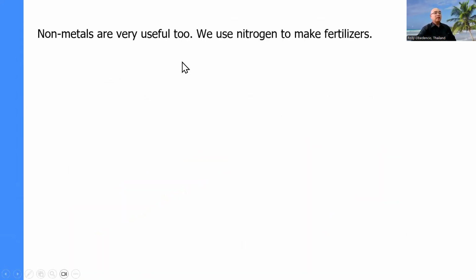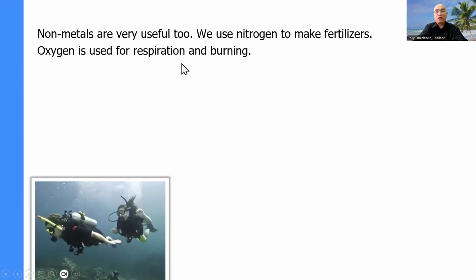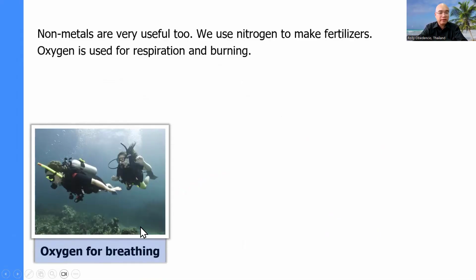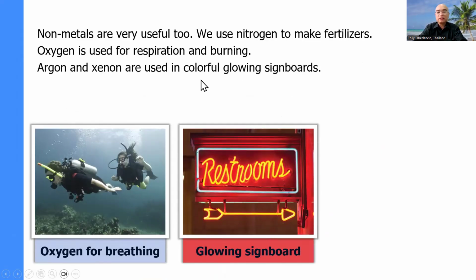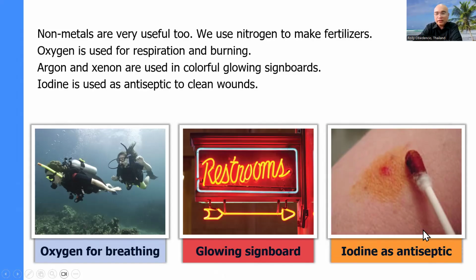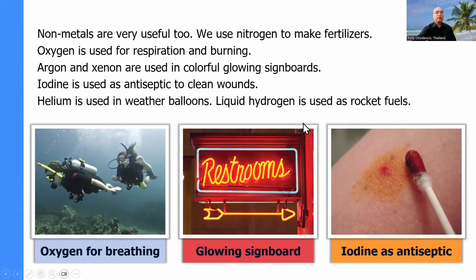Now, nonmetals are very useful too. We use nitrogen to make fertilizers, oxygen used for respiration and burning. When you go underwater, you need oxygen for breathing, and then argon and xenon are used in colorful glowing signboards. You go to Pattaya or somewhere around here during nighttime. Iodine is used as antiseptic to clean wounds, and helium is used in weather balloons. Liquid hydrogen is used as rocket fuels.